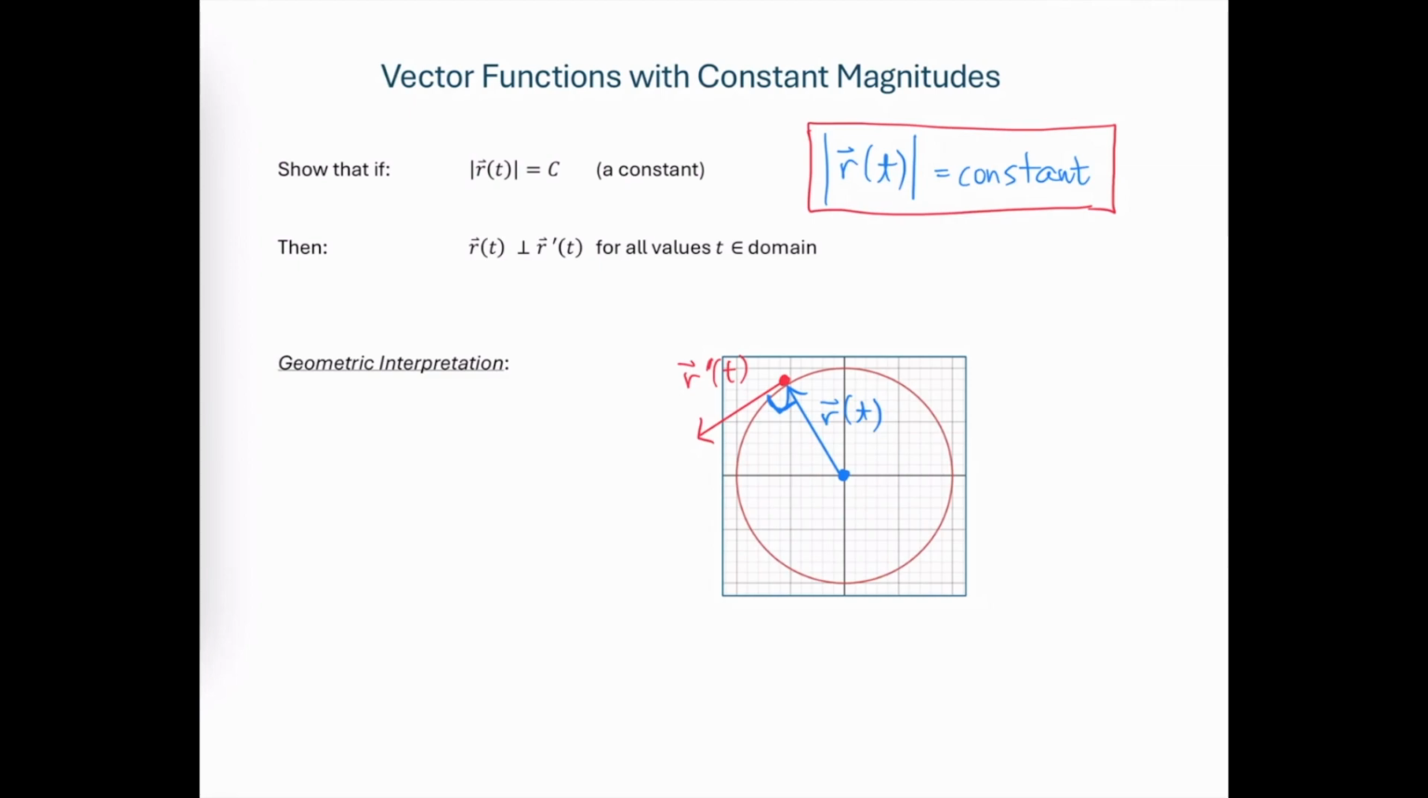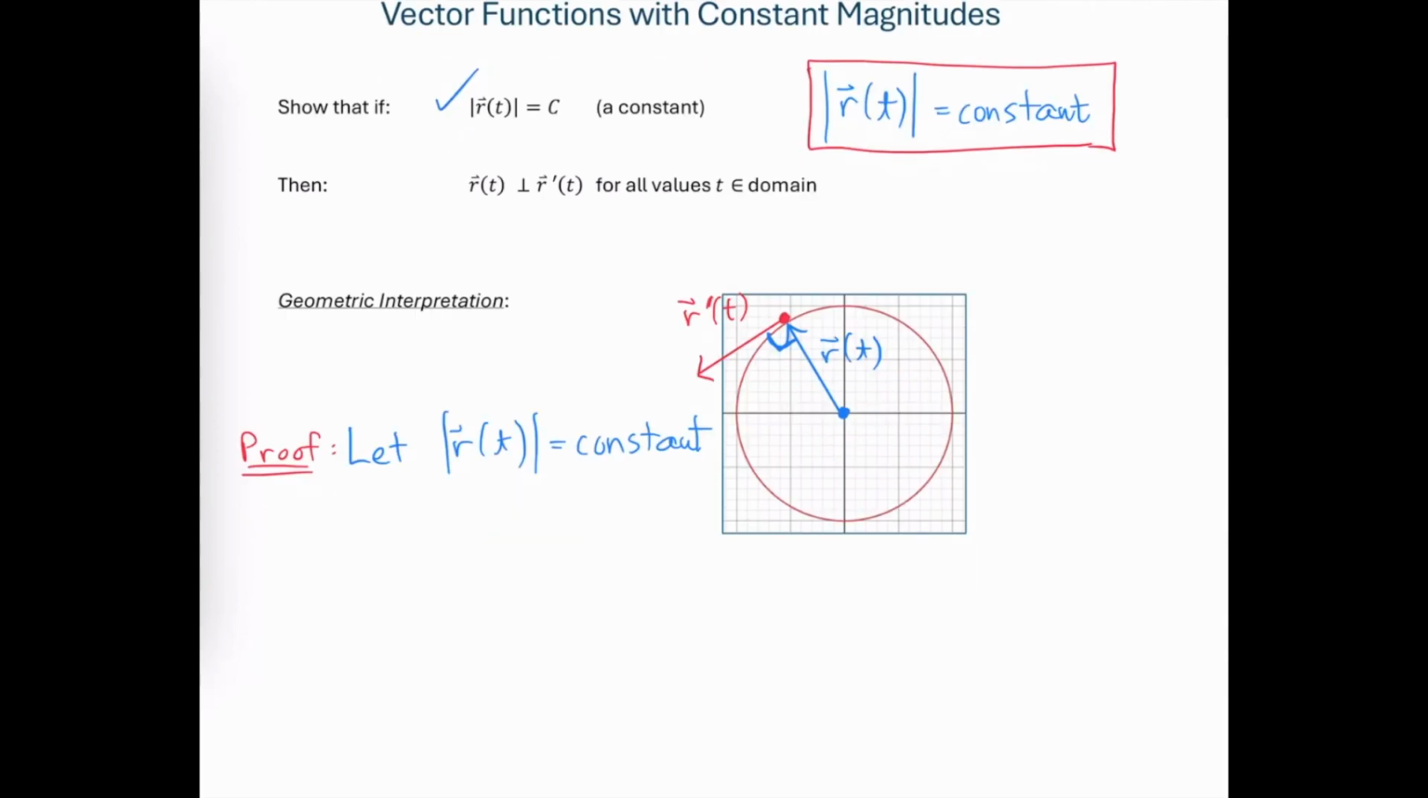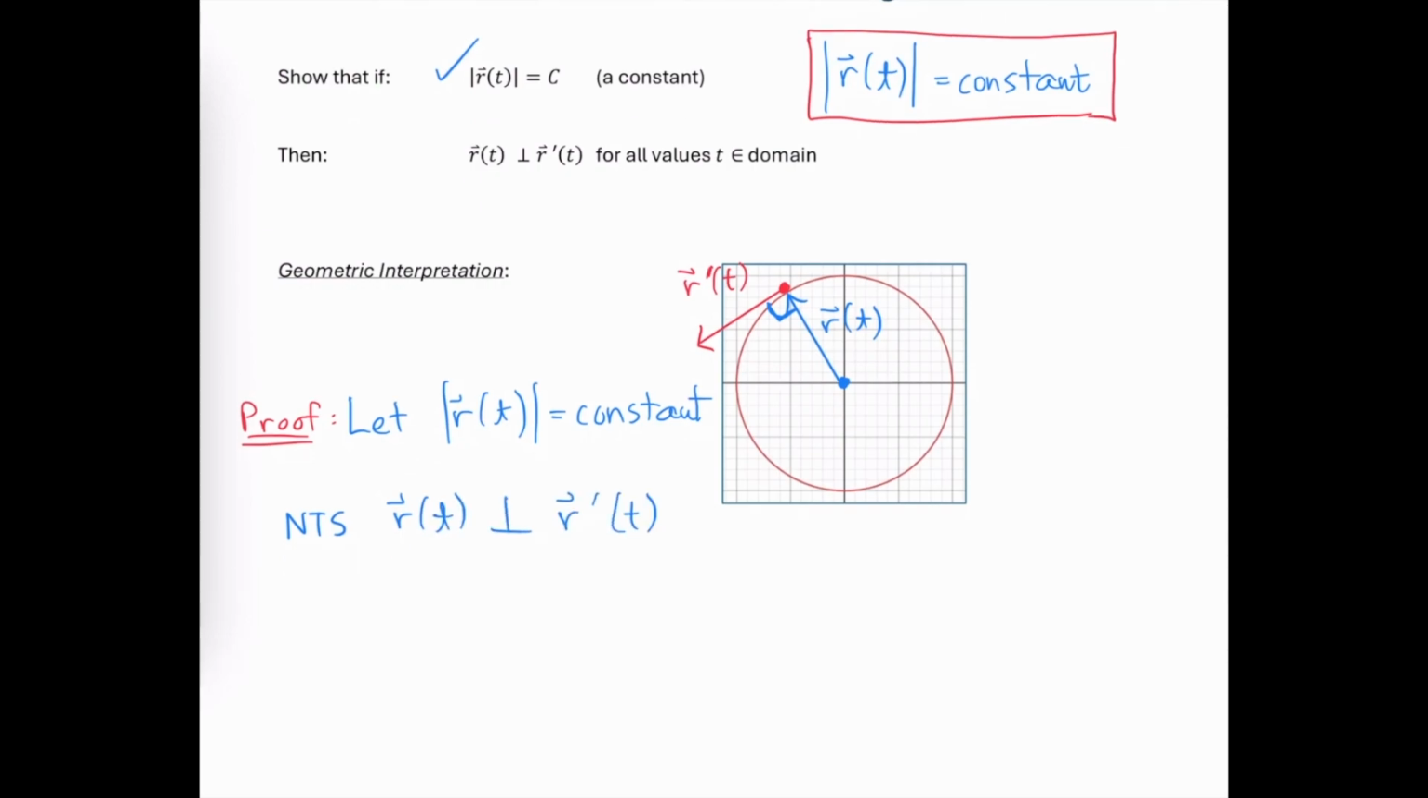So let's prove this. To begin the proof, we're going to have to start with the first given piece of information. We're going to have to start with a vector that has a constant magnitude. Now, if this is true, then what we need to show is that the original vector function is perpendicular to its own derivative. And if you'll recall, when two vectors are perpendicular to each other, that would mean that their dot product is equal to 0. So if we could show that the dot product was 0, then we would be showing that the vectors are perpendicular to each other. So essentially, this is what we need to show.